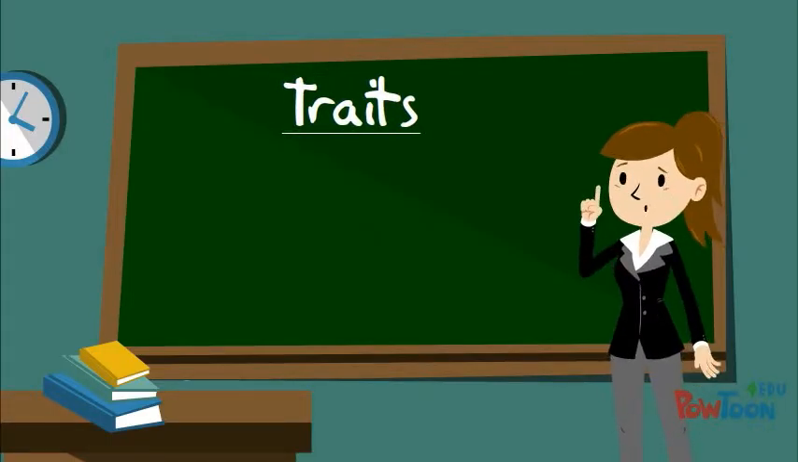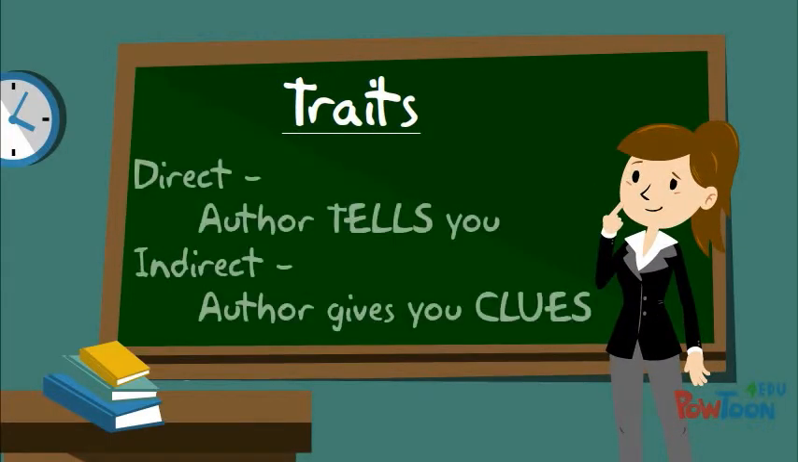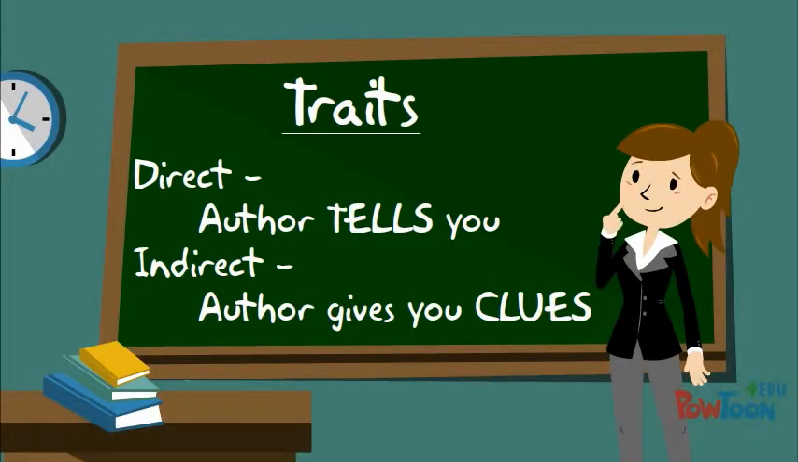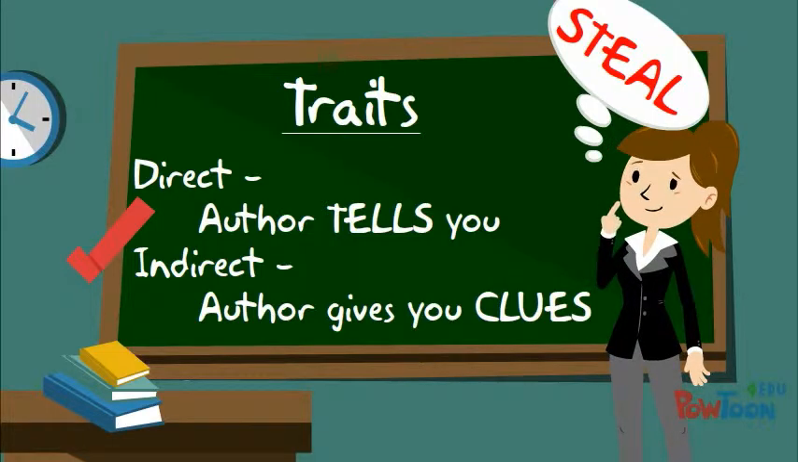Authors tell us traits in two ways. First way is direct, where they just tell you exactly what the trait is. Or it can be indirect, where the author gives you clues and you figure out what the trait is. Again, this is exactly what we did when we did the Steele chart with Boundin'.